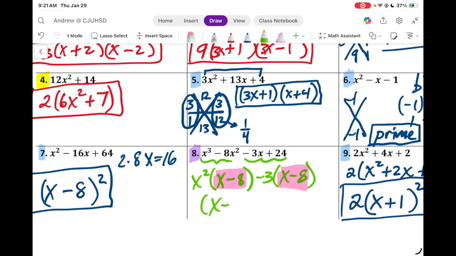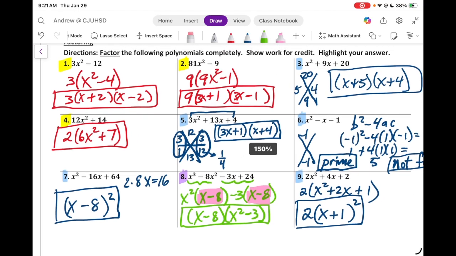If that doesn't happen, it's not factorable. So x minus 8 is in common between those 2 terms. And let's say, what does that leave behind when I take out x minus 8? It leaves behind x squared and minus 3. Well, you also need to check and make sure that what's left isn't factorable. And in this case, it's not. So we're done. That's it. This one is called factor by grouping. And that's it. Top 9 ways to factor.